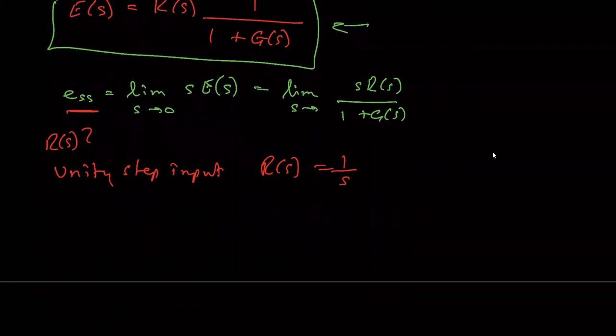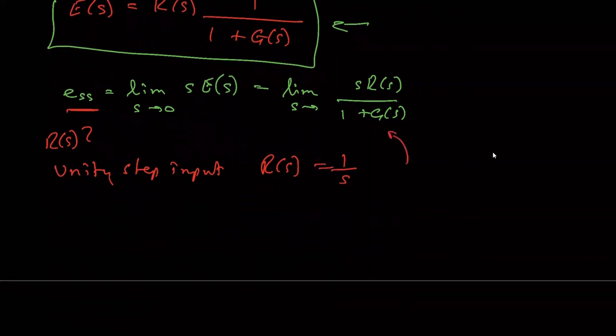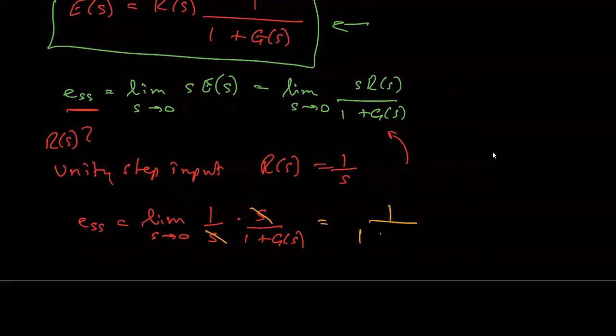So inserting this into this equation here, we get E_ss equals the limit as s goes to 0 of s times 1 over s times 1 over 1 plus G of s. Obviously the s terms cancel. So taking the limit, I'm left with 1 over 1 plus G of 0. Okay, that's basically the answer.